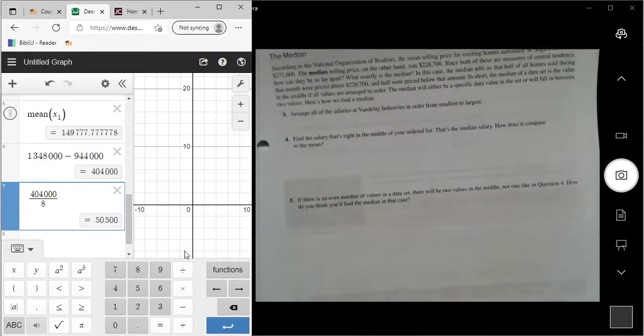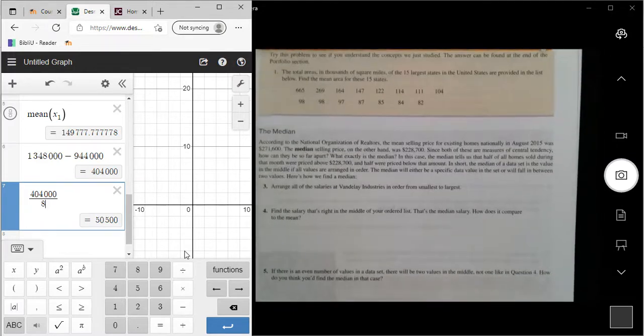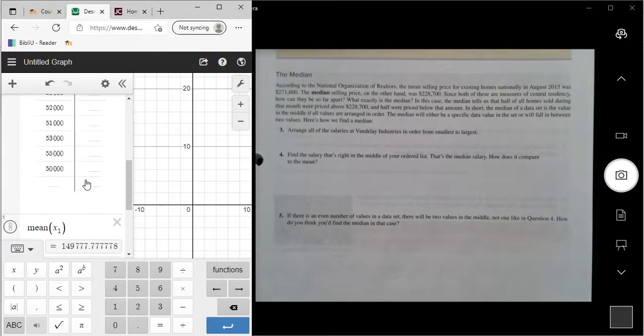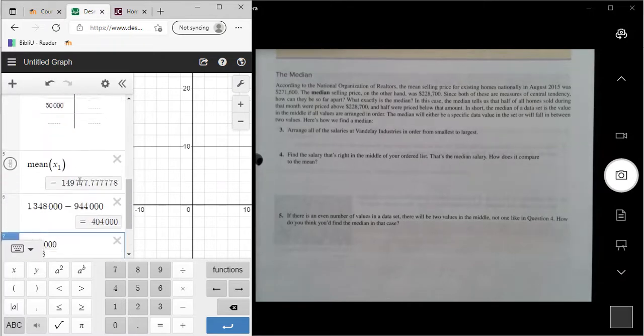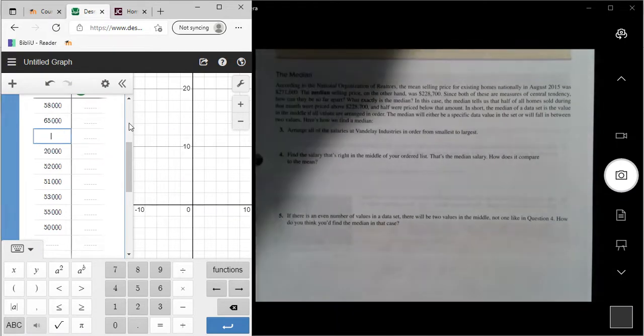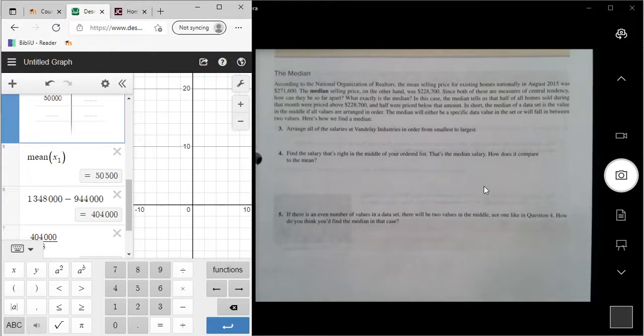Okay, now we go on here to the next page. It says the median. According to the national, oh, one other thing. To show this too, what you could do here to get it on the calculator, if we go here and take out the 944,000, your mean will automatically update. Okay, so just to show you that in the calculator as well.